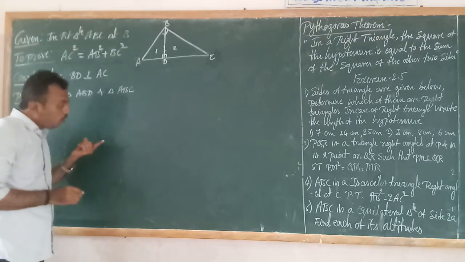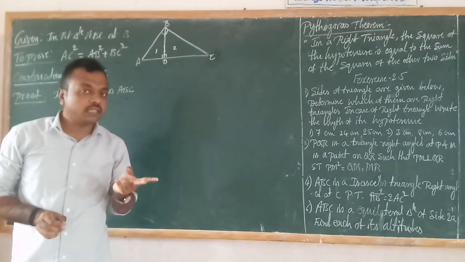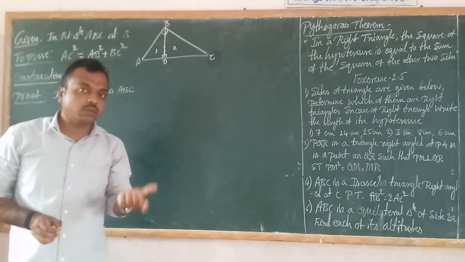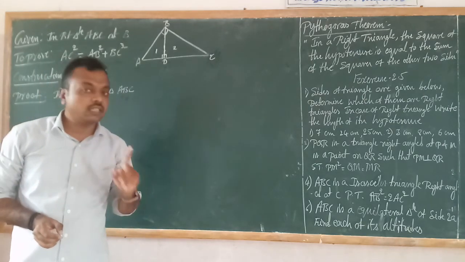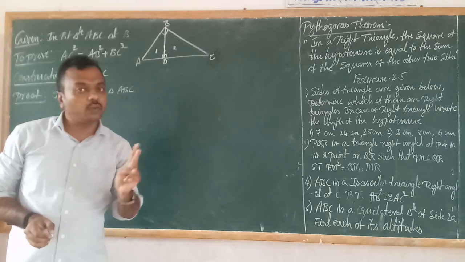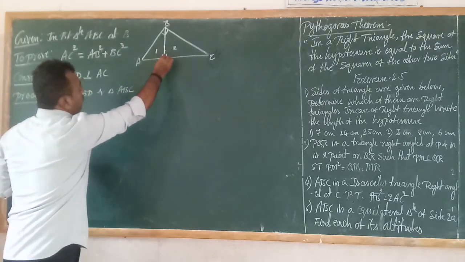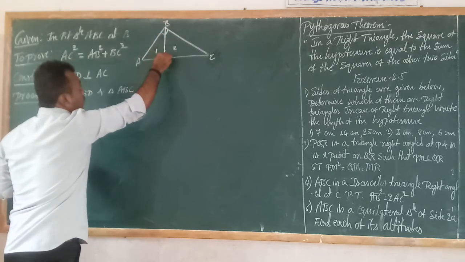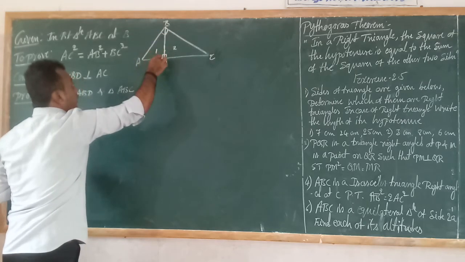In similar triangles, what do we need? Any two corresponding sides are in the same proportion, or one angle must be equal, then the two triangles are similar, or the three corresponding sides are in the same ratio, or any two angles are equal. Shall we find out which one we need? See, in triangle ADB, angle D is 90 degrees. In triangle ABC, angle B is 90 degrees. Okay, 90 degrees and 90 degrees.